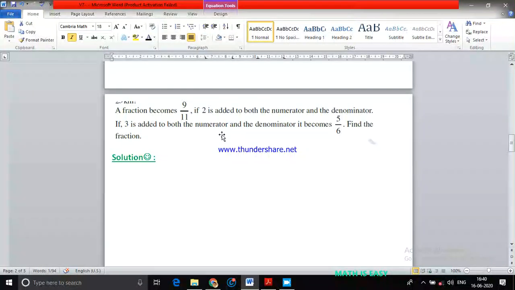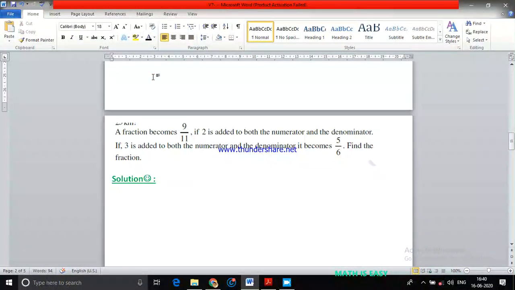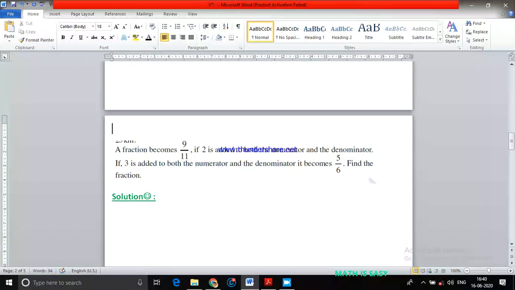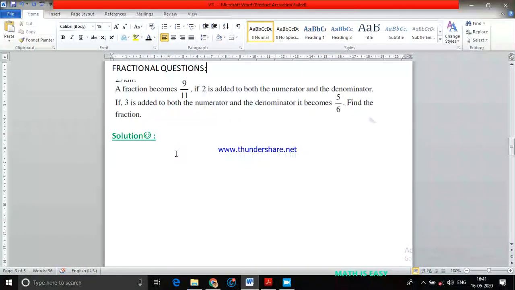Next, we are going to solve word problems based on fractions. Fractional questions. Let's see how you solve this fractional question.